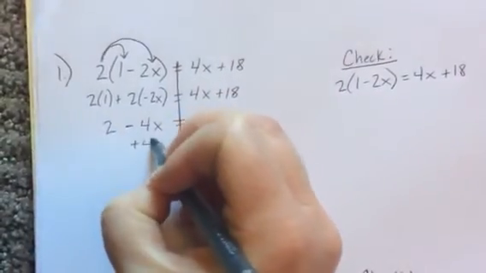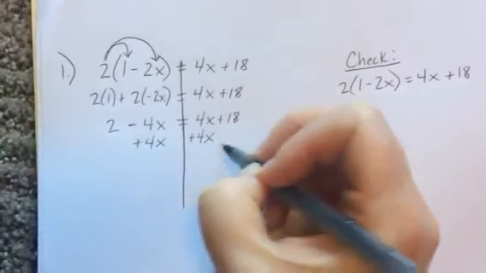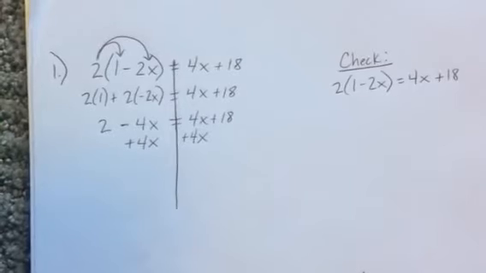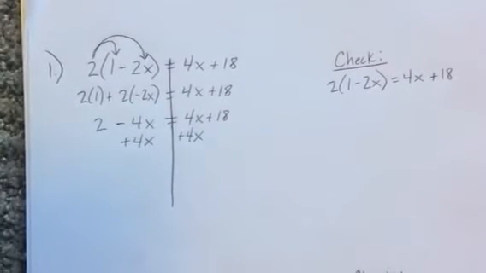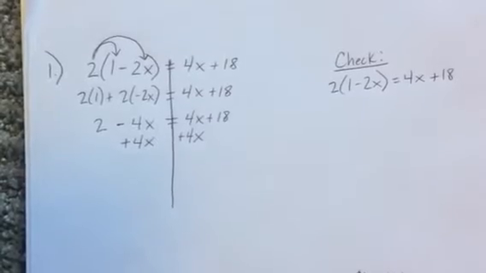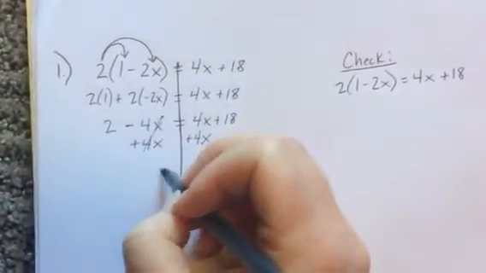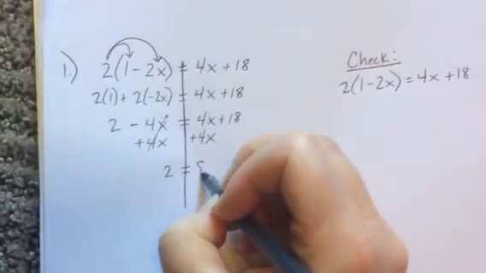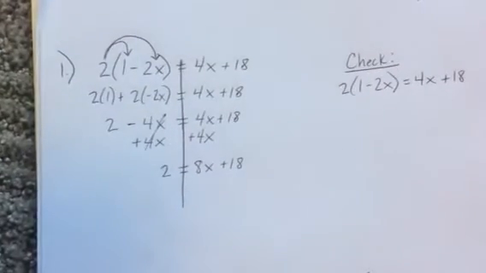It's negative 4x, so I need to add 4x to both sides. I'm going to write that right underneath my x term because I don't want to confuse myself. Remember, you can never add or subtract x terms with constants, only like terms. So negative 4x plus 4x, that just turns into 0, so I just have 2 left. 4x plus 4x is 8x. Bring down that plus 18.